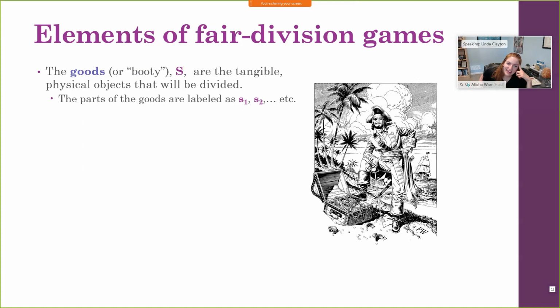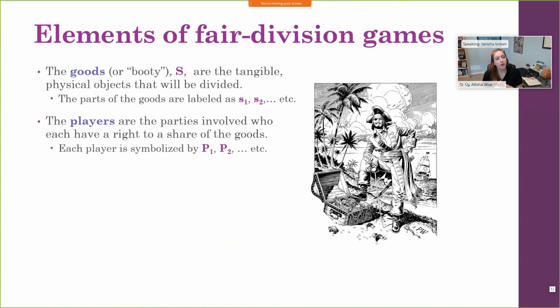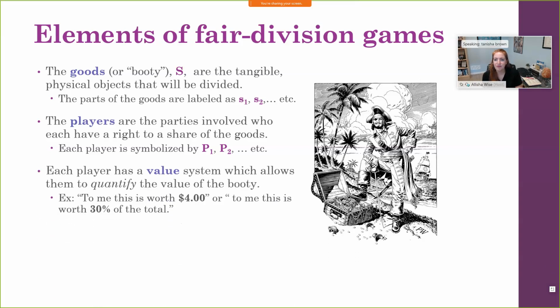Okay. Let's continue on. So the goods are basically everything that you want to divide. So if it's like an estate, what do you need to divide up amongst the children? And we're going to label the parts as S1, S2, S3, S4. Basically the different sections or slices. And the players are going to be the people that have a right to those goods. So this would be player 1, player 2, player 3, player 4. Basically whoever has a right to those items that you're dividing up.